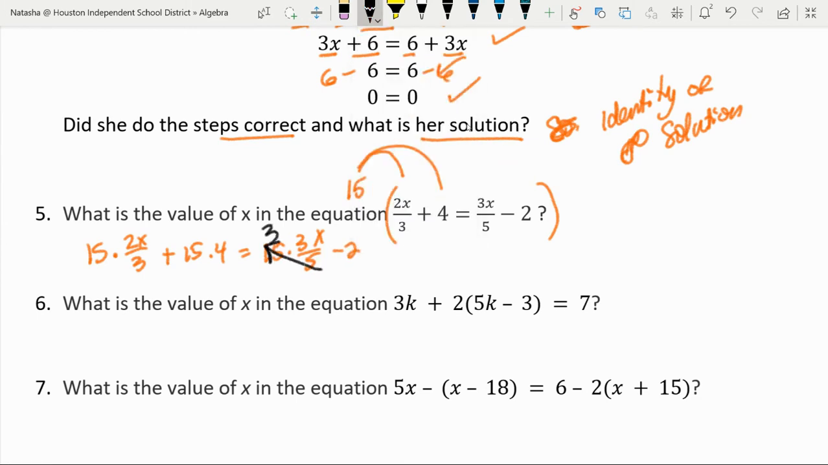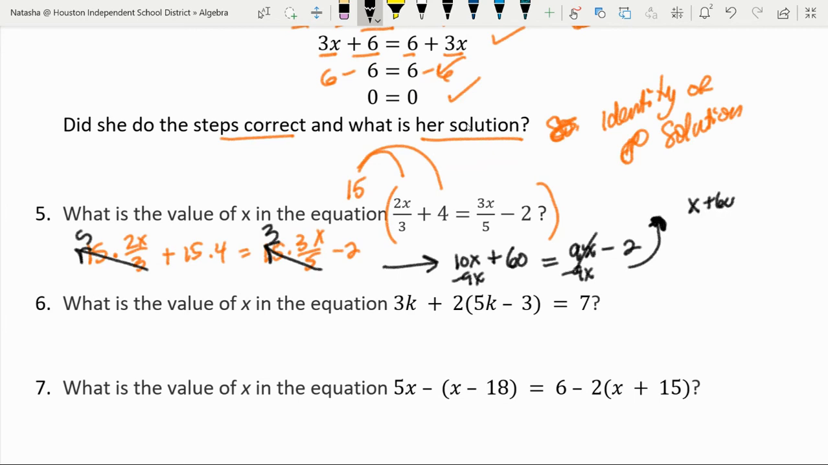5 goes into 15 3 times. 3 goes into 15 5 times. So this is going to become 5 times 2x, which gives me 10x. Then we've got plus 15 times 4, which gives me 60. So plus 60. That's going to be equal to 3 times 3, which is 9x, minus 2. Now we can combine like terms. We're going to move the 9x over. That cancels out and gives me x plus 60 is equal to negative 2. Subtract 60 from both sides. That's going to give me x is equal to negative 62.